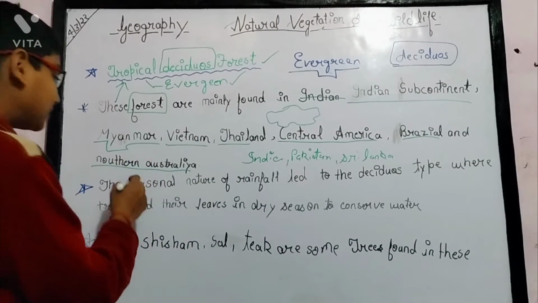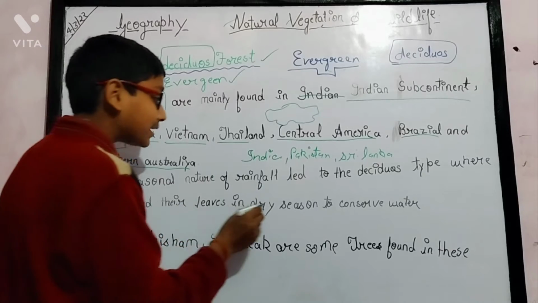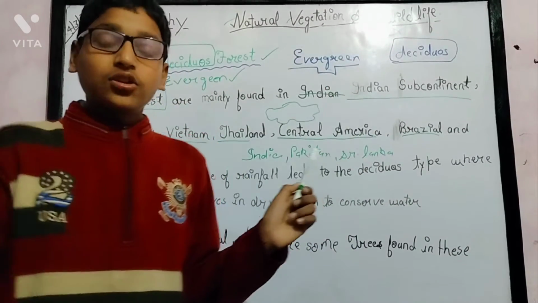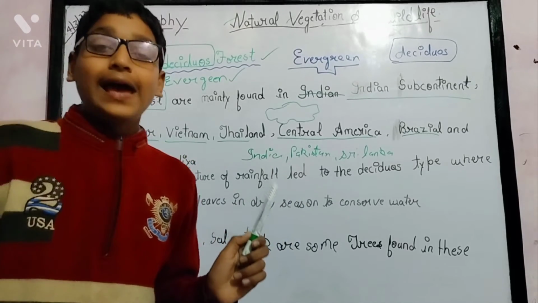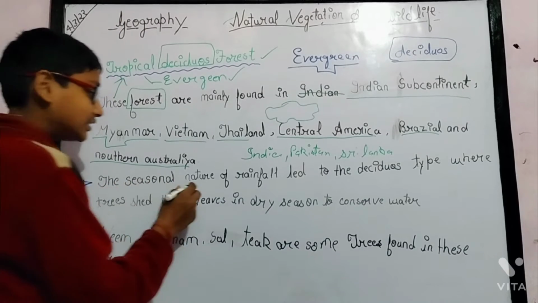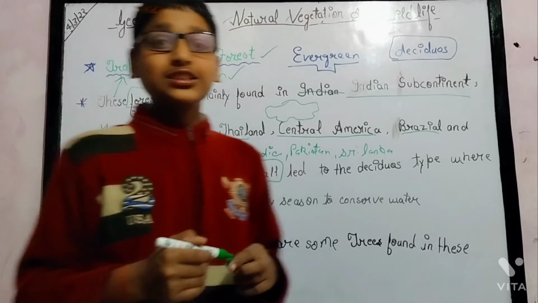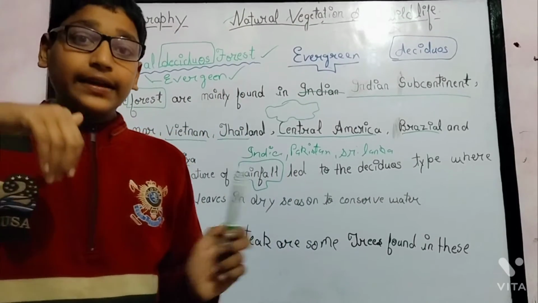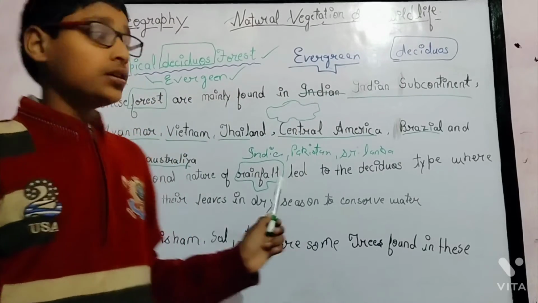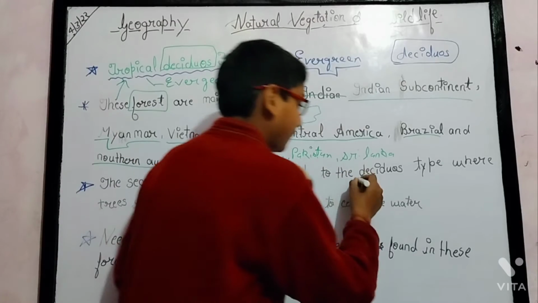The seasonal nature of rainfall led to the deciduous type, where trees shed their leaves in the dry season to conserve water. As I have told you, in the evergreen forest there is a lot of rainfall, rainfall every day, but in the deciduous forest it is the opposite. There is seasonal rainfall, not rain every day. It is seasonal: a summer season, a winter season, and a rainy season. In any other season there is no rainfall.